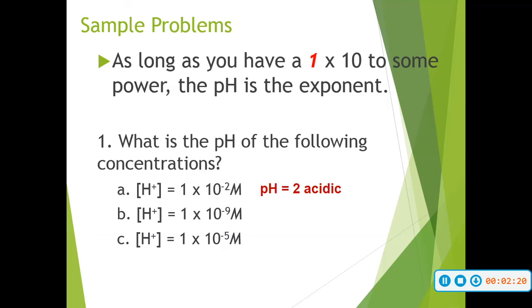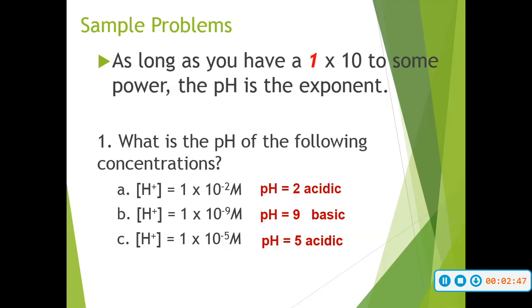For B, if we have 1 times 10 to the negative 9, then that means our pH is going to be a 9. And of course, because it's above 7, it would be a basic solution. And then lastly, C, 1 times 10 to the negative 5, that would mean we would have a pH of 5. And because it's below 7, it would be an acidic solution.